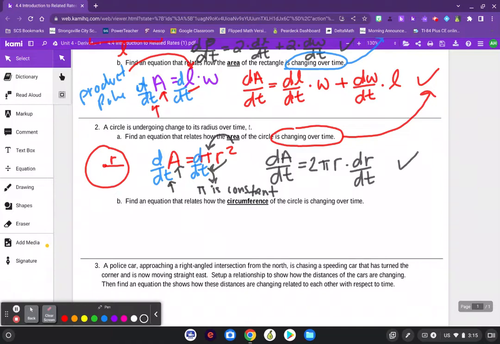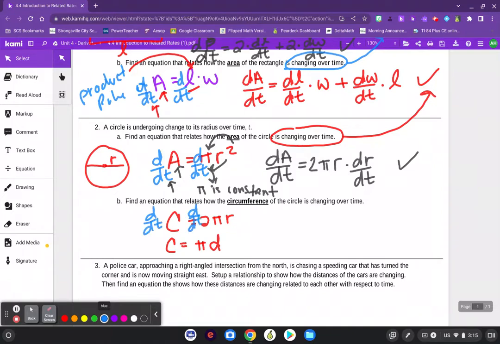Find an equation that relates how the circumference of the circle is changing over time. Well, circumference is equal to 2 pi r. Or you could say circumference is equal to pi d, right? If I double the radius, I get the diameter. And so it doesn't matter which one you use. I'll do the derivative for both. Again, we're taking the derivative with respect to time.